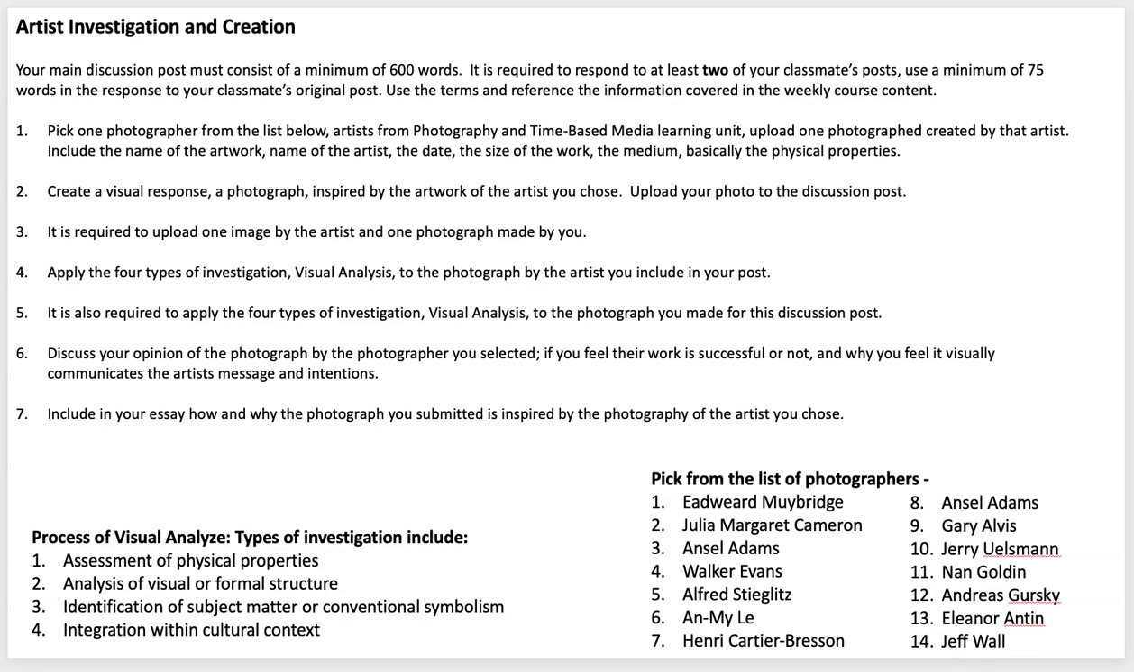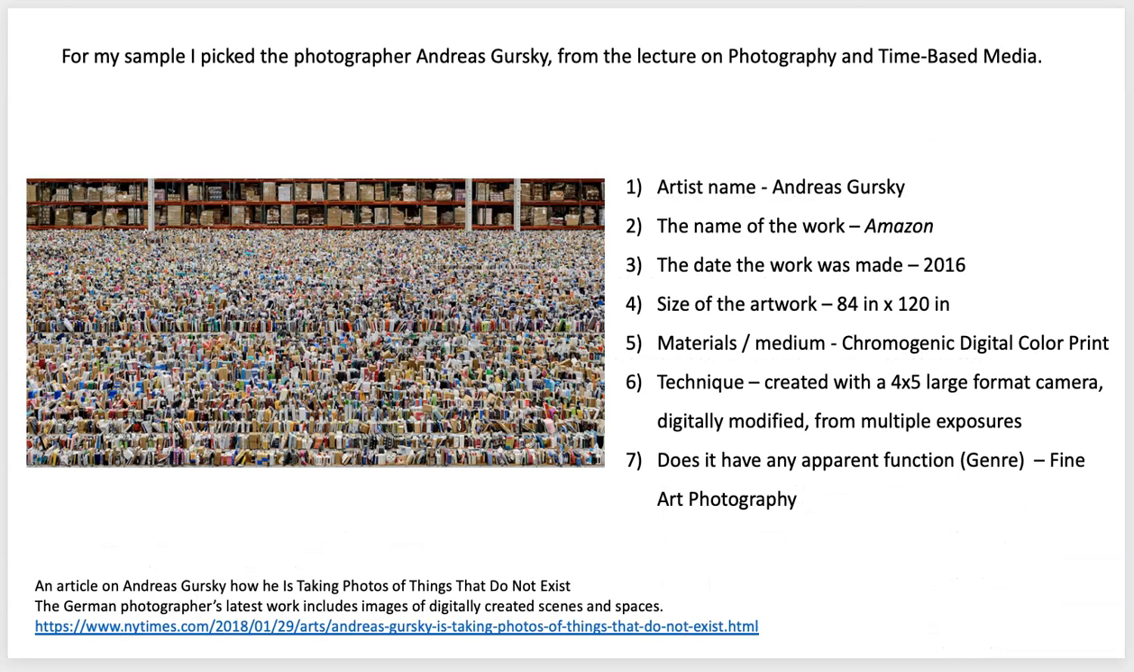So I hope that makes sense. All right, let's go over some more information. So I picked the sample artist of Andreas Gursky, and of course you're going to want to include all the physical properties, so the name of the artist, the name of the artwork, when it was made, the size, the medium. If you can find out how they made it, that's great. If you can't, that's fine. And then its function in this particular homework assignment is fine art photography.